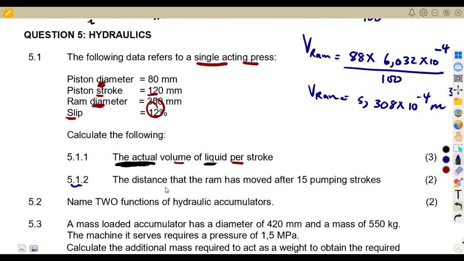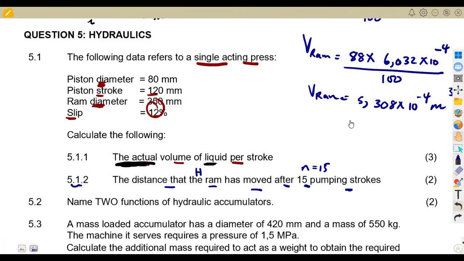Okay, then here they want the distance that the ram has to move after 15 pumping strokes. After 15 pumping strokes, what is going to be the distance that the ram moved? Remember, the distance moved by the ram is represented by H. And the number of pumping strokes this time is 15. Take note, in the previous case we had no pumping strokes, it was just per stroke, so we just took it like a 1. So we understand that this VRAM here does not have the height that was moved here.